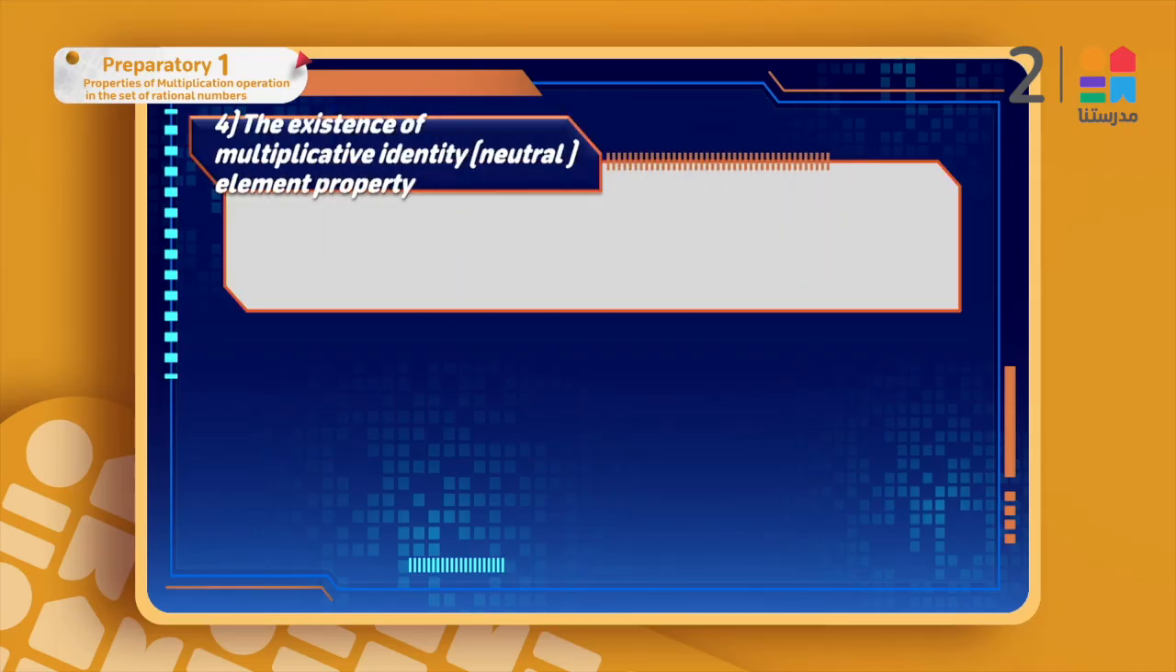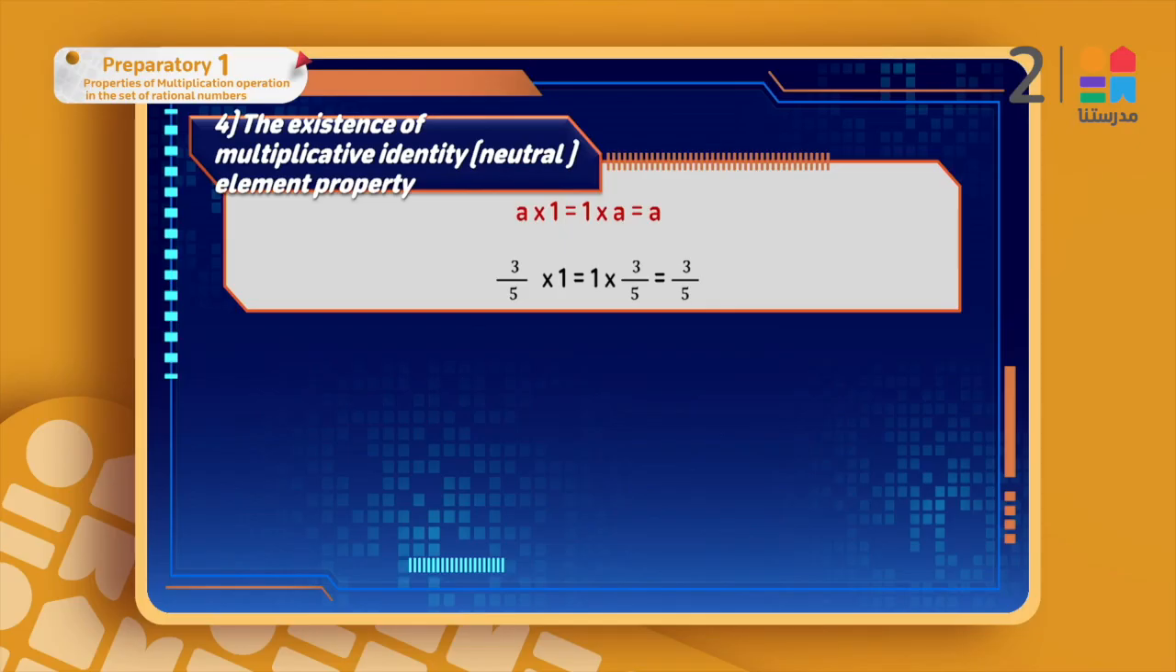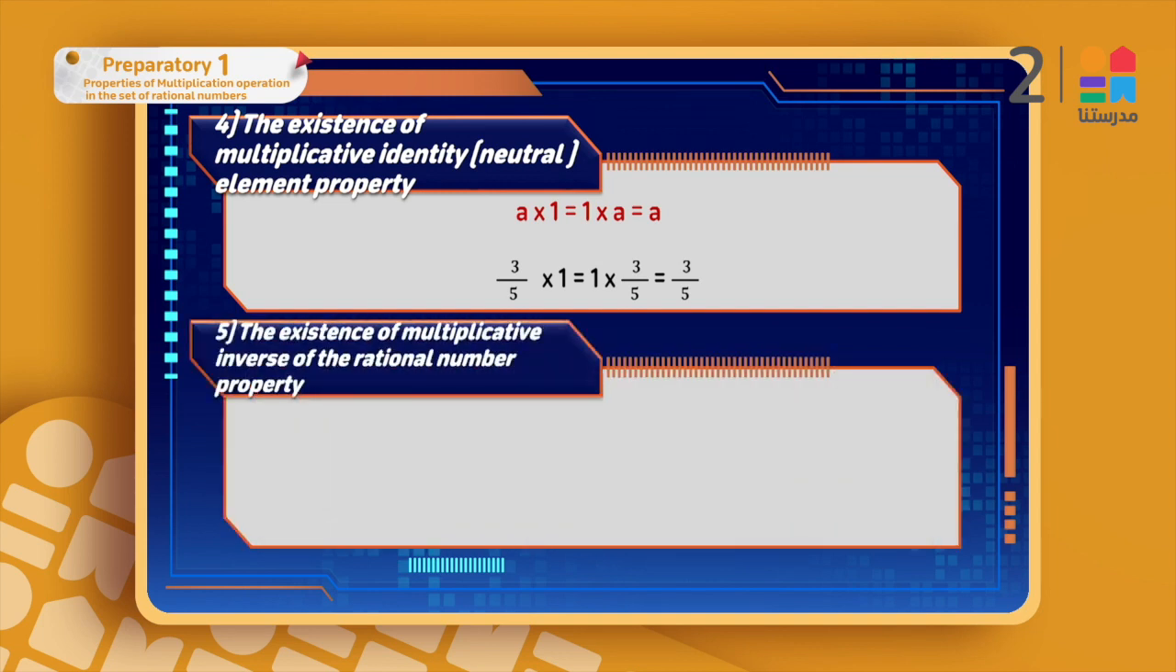So, number 4. The existence of multiplicative identity neutral element property. A times 1 is equal to 1 times A equals A. So, 1, when we multiply it by any number, we will get the same number if you multiply it from left or from right. For example, 3 over 5 times 1 is 3 over 5. What about 1 times 3 over 5? We will get the same product, which is 3 over 5. Number 5. The existence of multiplicative inverse of rational number property.